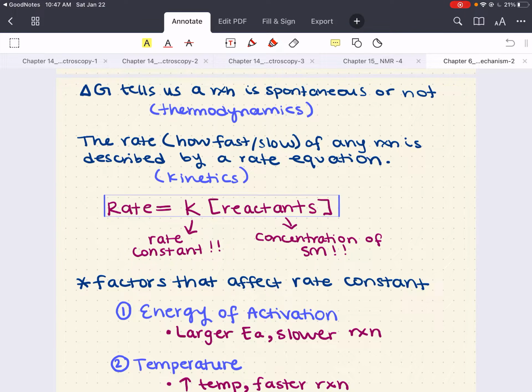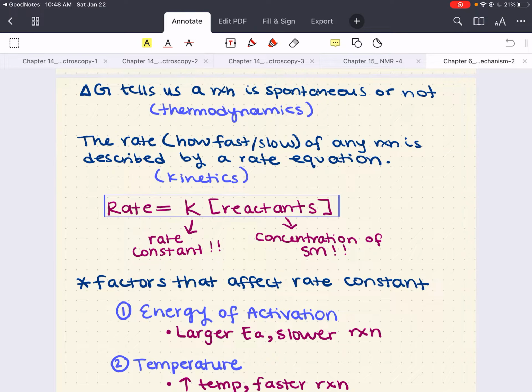Last time we covered thermodynamics. We said that thermodynamics is based on the difference in energy between starting material and products, and that Gibbs free energy tells us if a reaction is spontaneous or not. Today we're going to finish the latter half of chapter 6, and we're going to start off by talking about kinetics. So we know that Gibbs free energy tells us whether a reaction is spontaneous or not, and that's thermodynamics.